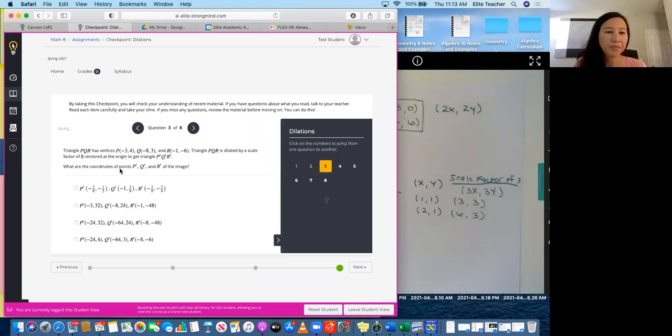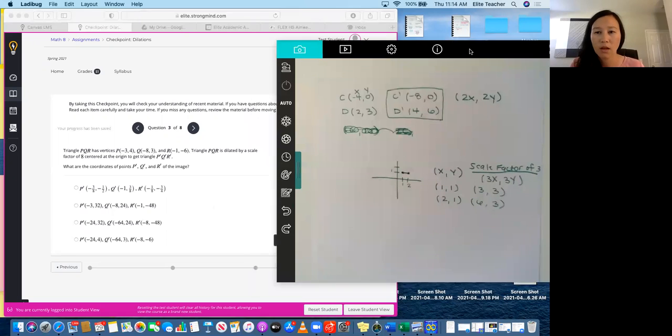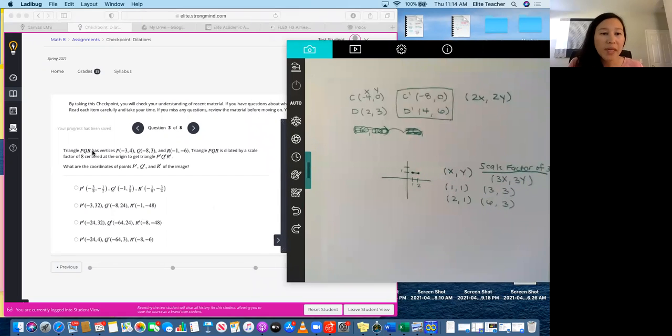So number 3, and it's going to make sense to you as we continue doing these practice problems. Hopefully. Triangle PQR has vertices of P (-3, 4), point Q (-8, 3), and point R (-1, -6). Triangle PQR is dilated by a scale factor of 8. So we're stretching this triangle 8 times bigger, at the origin, to get triangle P prime, Q prime, R prime. What are the coordinates of points P prime, Q prime, and R prime of the image?